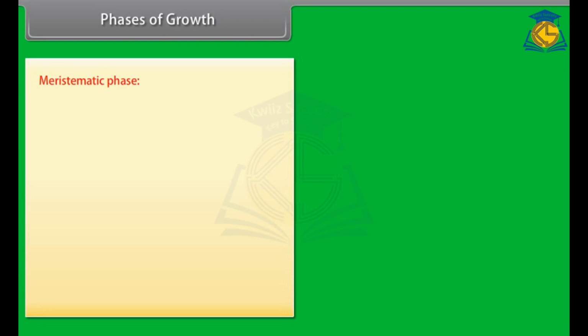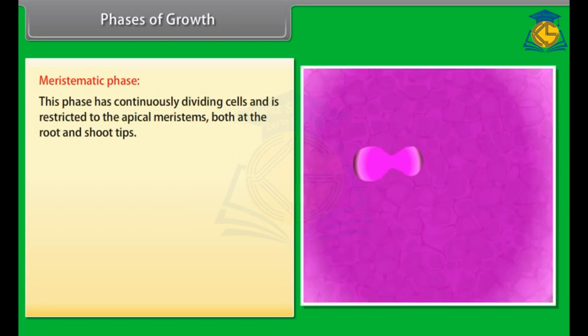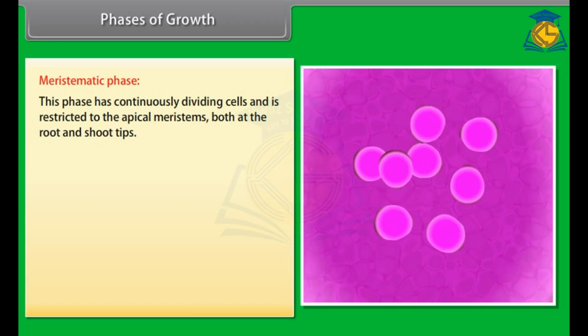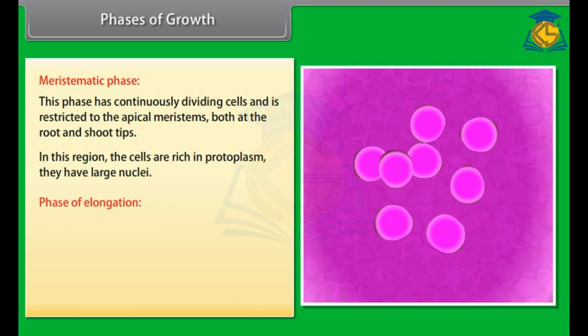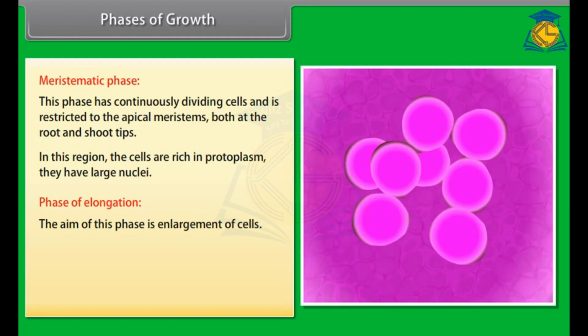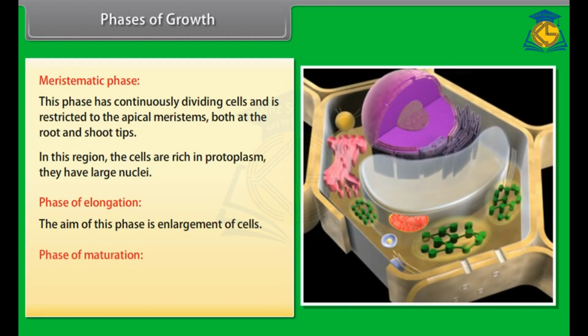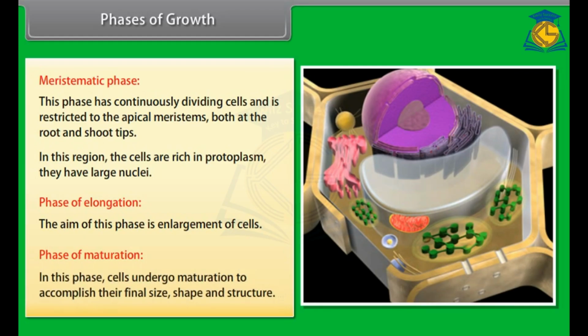Meristematic phase. This phase has continuously dividing cells and is restricted to the apical meristems, both at the root and shoot tips. In this region, the cells are rich in protoplasm. They have large nuclei. Phase of elongation. The aim of this phase is enlargement of cells. Phase of maturation. In this phase, cells undergo maturation to accomplish their final size, shape, and structure.